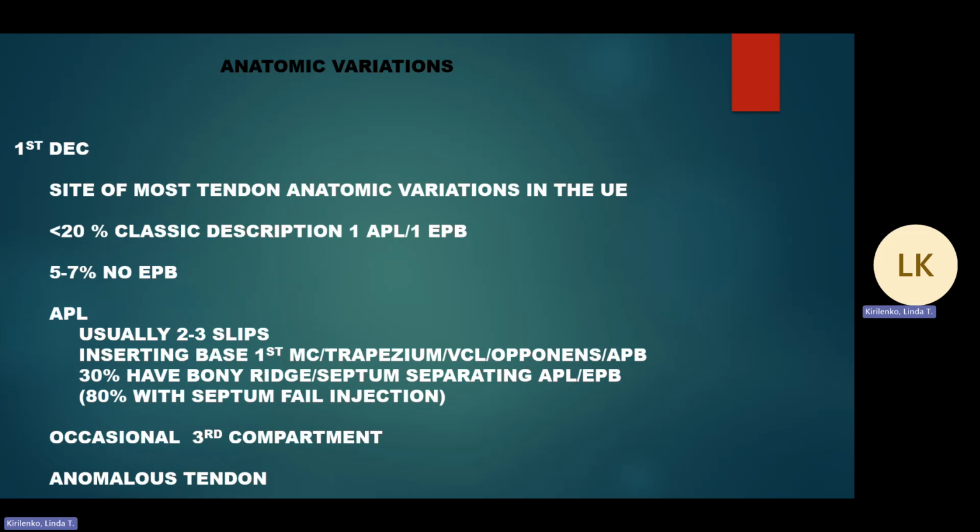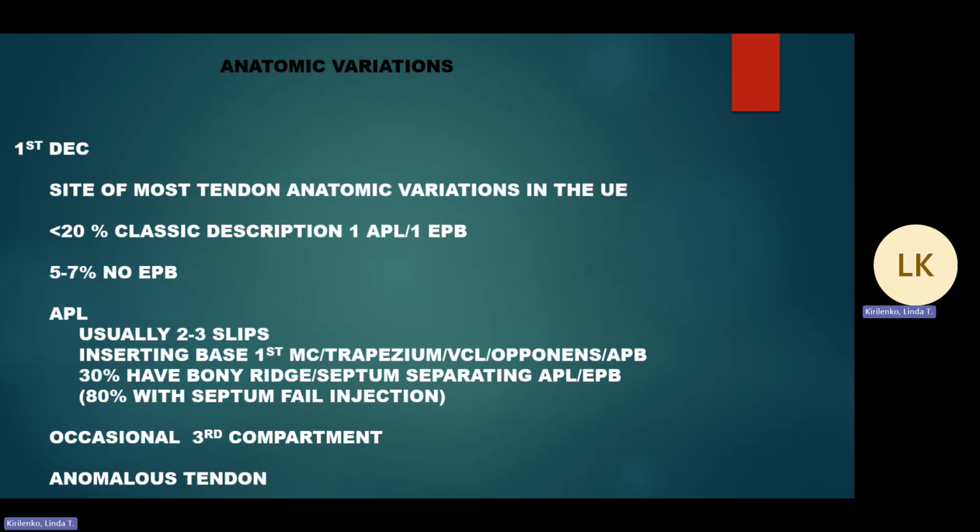First dorsal extensor compartment is the site of most anatomic variation in the upper extremity, with less than 20% of people having the classically described one slip of the APL tendon and one slip of the EPB tendon. In 5 to 7% of patients, there's no EPB. The APL usually has 2 to 3 slips, which insert variably at the base of the first metacarpal, trapezium, volar carpal ligament, opponens tendon, APB.